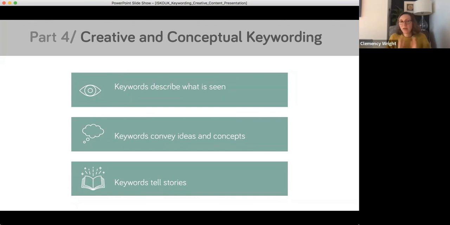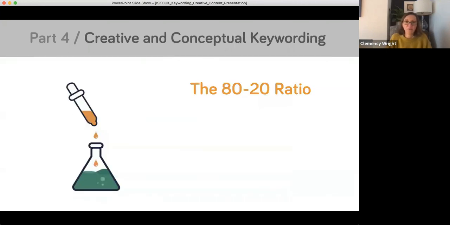So we've talked a lot about keywords and that they describe what we can actually see, and that they convey ideas and concepts, because images really tell stories, and we need to really capture everything we can about the meaning of an image through the keywords.